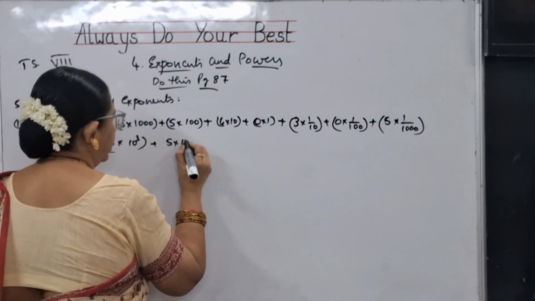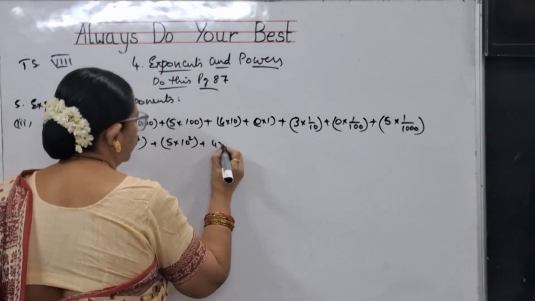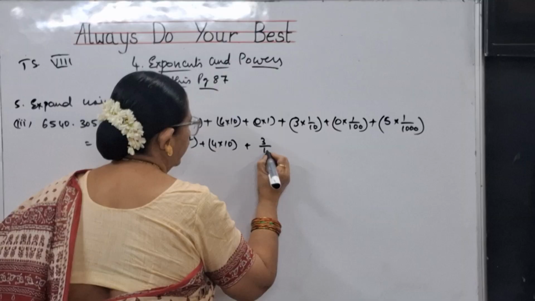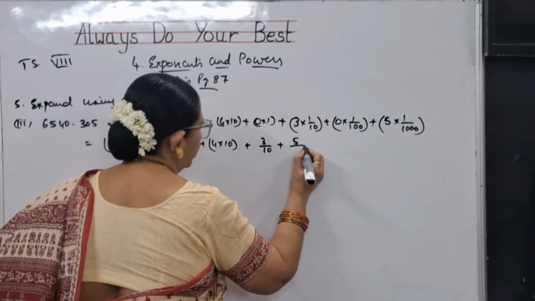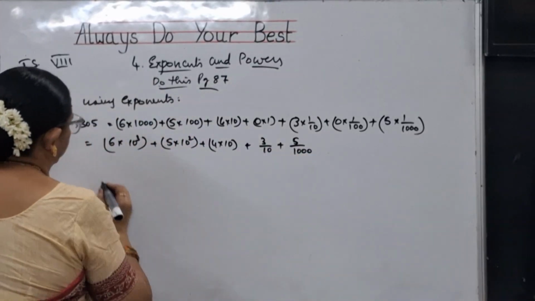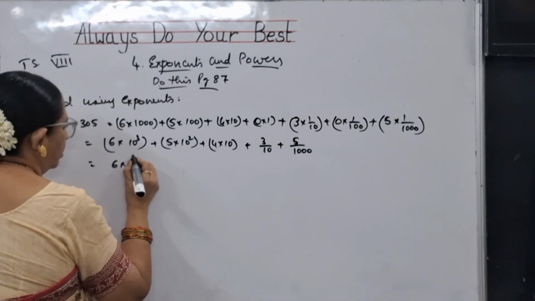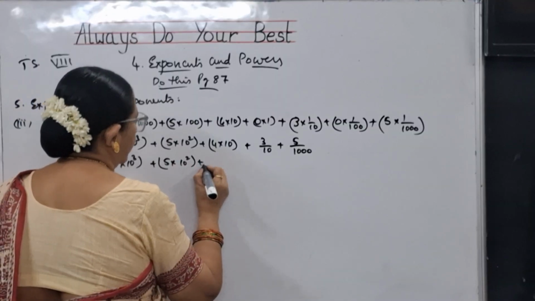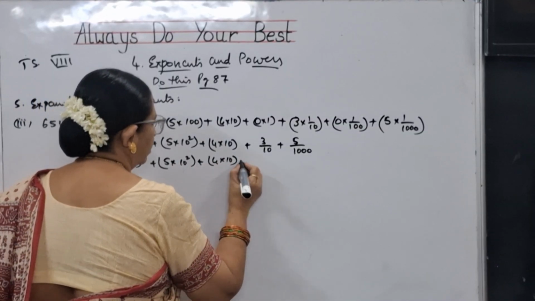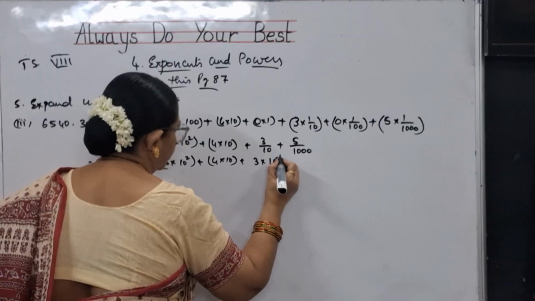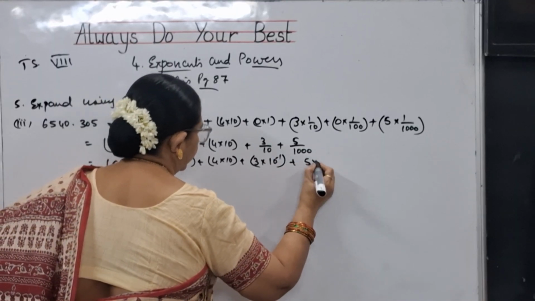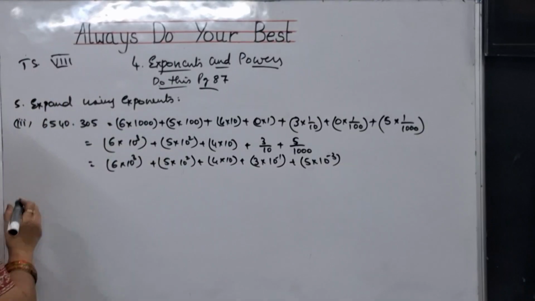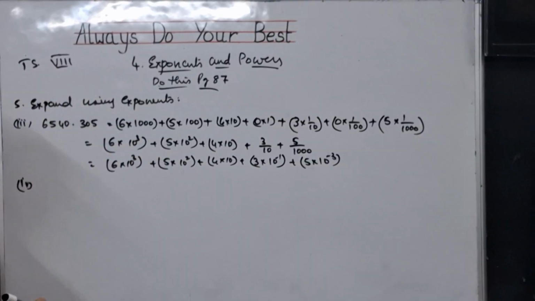So 6 into 10 cube plus 5 into 10 square plus 4 into 10. This we need not write, plus 3 by 10 plus 5 by 1000. This can also be written as 6 into 10 cube plus 5 into 10 square plus 4 into 10 plus 3 into 10 to the power of minus 1 plus 5 into 10 to the power of minus 3. This is the answer for the third bit. And fourth bit.